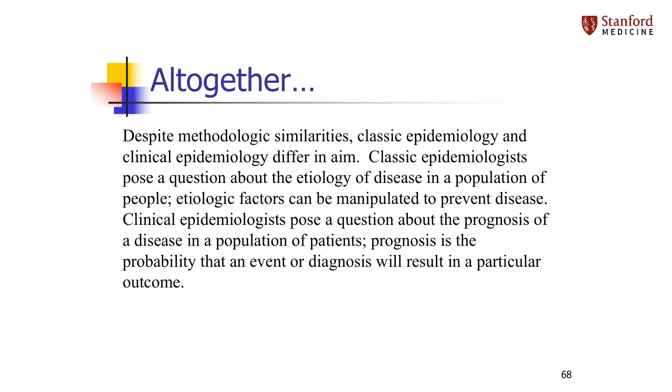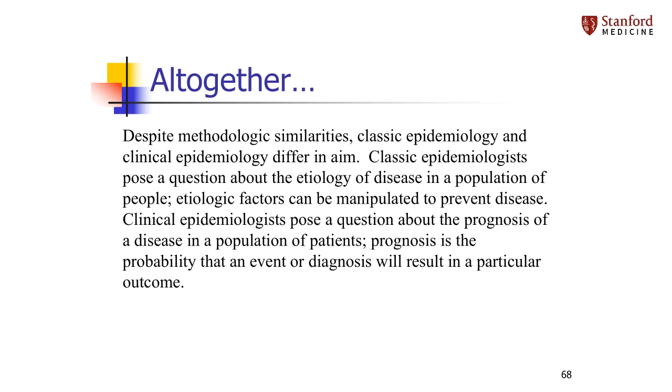So altogether, you'll notice that I did put in a little definition of etiology. I just slipped it in after a semicolon. So we get, despite methodologic similarities, classic epidemiology and clinical epidemiology differ in aim. Classic epidemiologists pose a question about the etiology of disease in a population of people, and here I'm slipping in the definition of etiology. Etiologic factors can be manipulated to prevent disease. Clinical epidemiologists pose a question about the prognosis of a disease in a population of patients, and then I slip in the definition of prognosis.